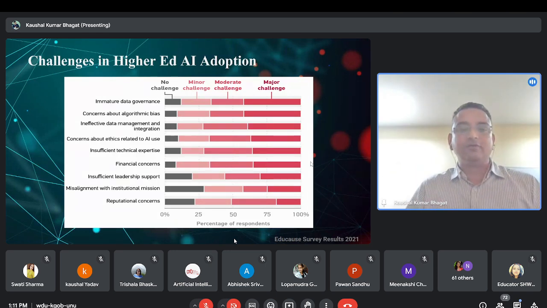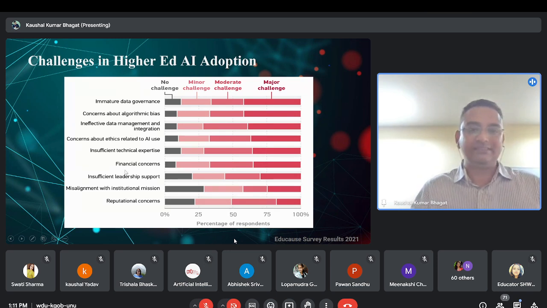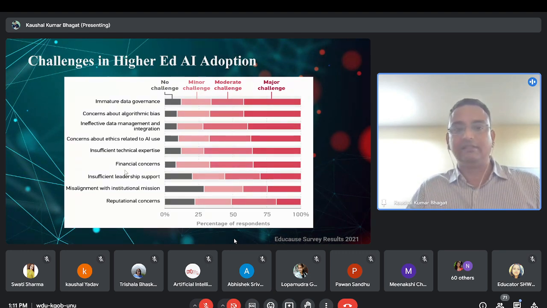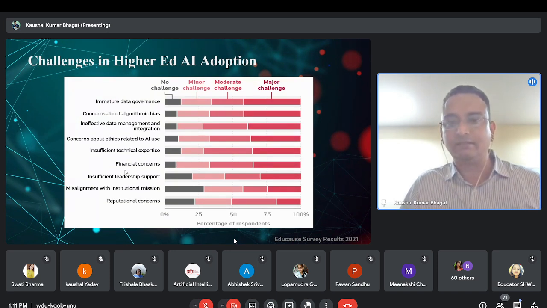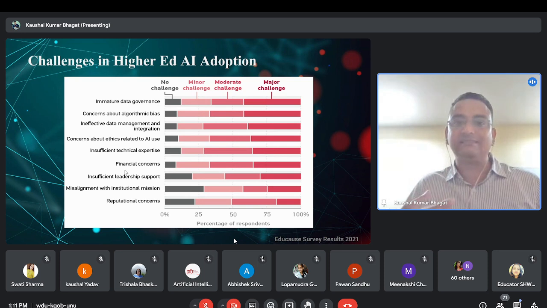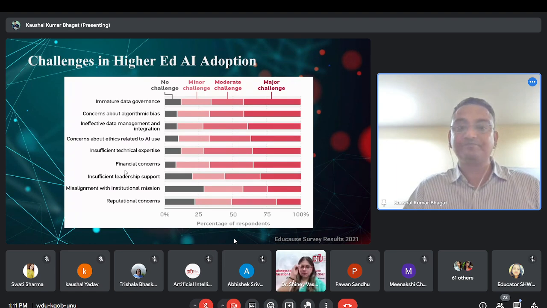Now, the question arises: what are the challenges in higher education, specifically for AI adoption? There was a report from EDUCAUSE in 2021, and they identified some of the challenges. Number one is immature data governance. Basically, the policy is not clear about what type of data you are going to share, whether the consumer has the right to understand and know, and whether the consumer is aware or not.